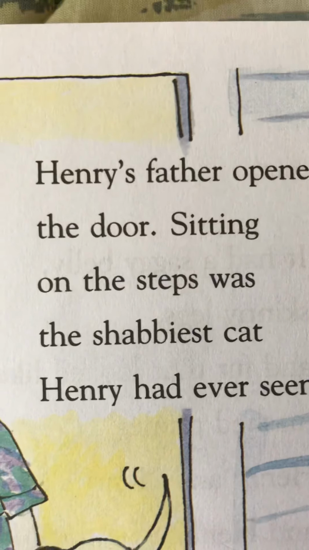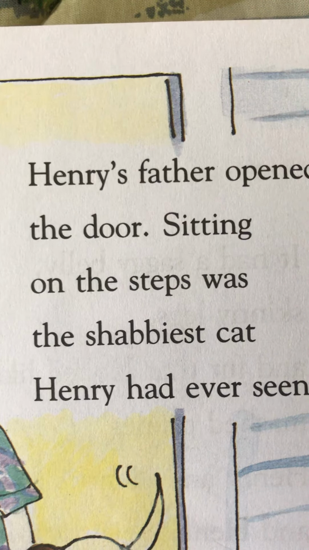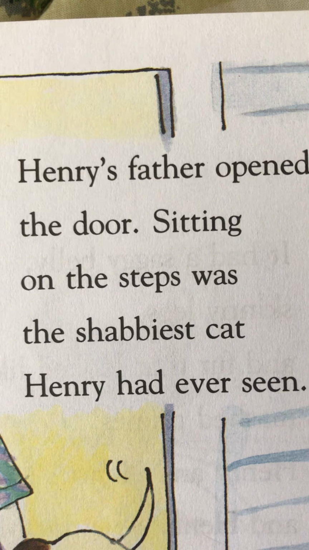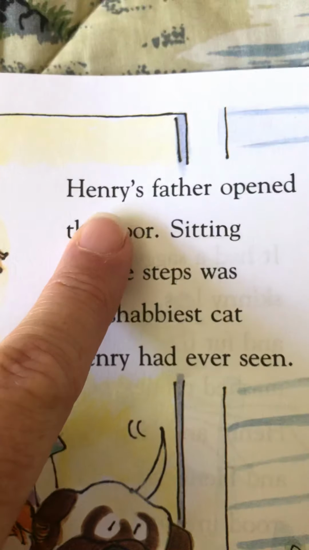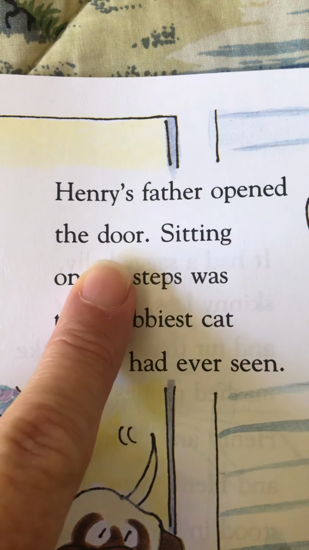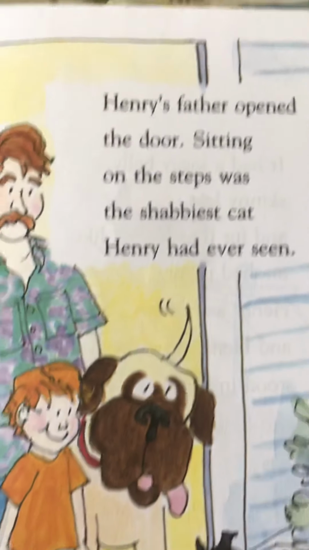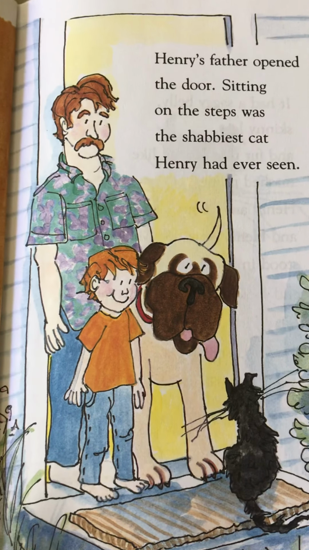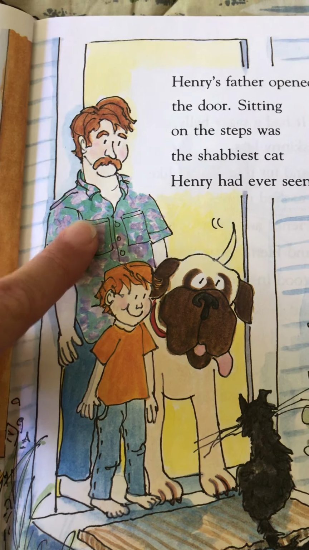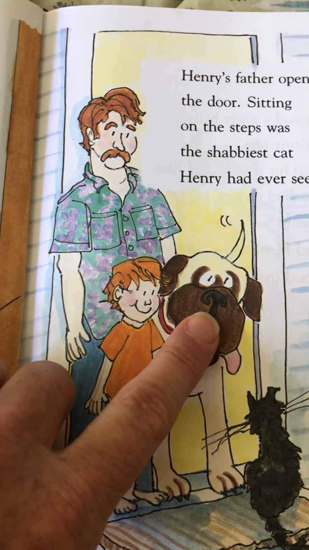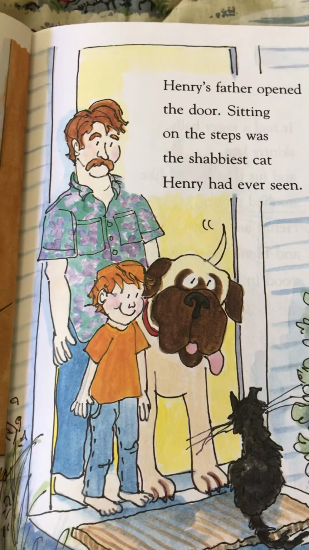I'm going to read you just the words. Suddenly, Mudge ran to the door and barked. Henry's father opened the door. Sitting on the steps was the shabbiest cat Henry had ever seen. Now, who does it say opens the door? Henry's father. Yeah, but if you look at the illustration, you see that it's not just Henry's father that's at the door, but it's Henry and Mudge along with the cat.